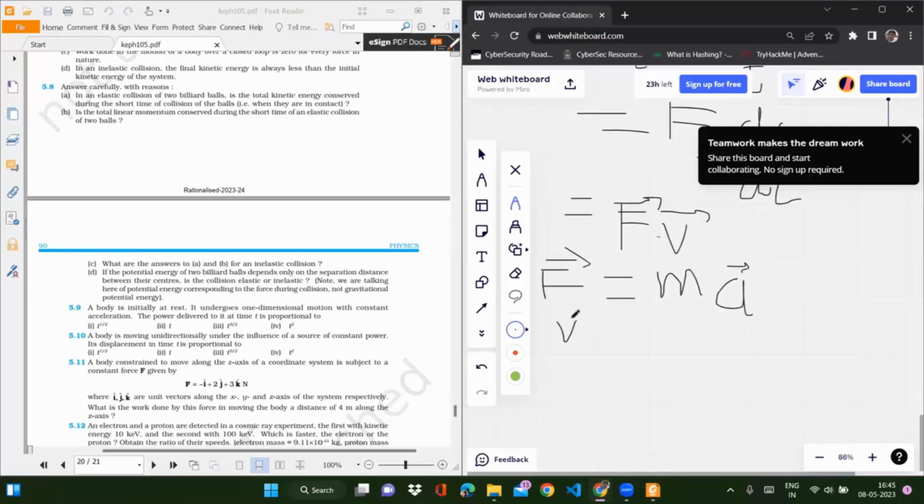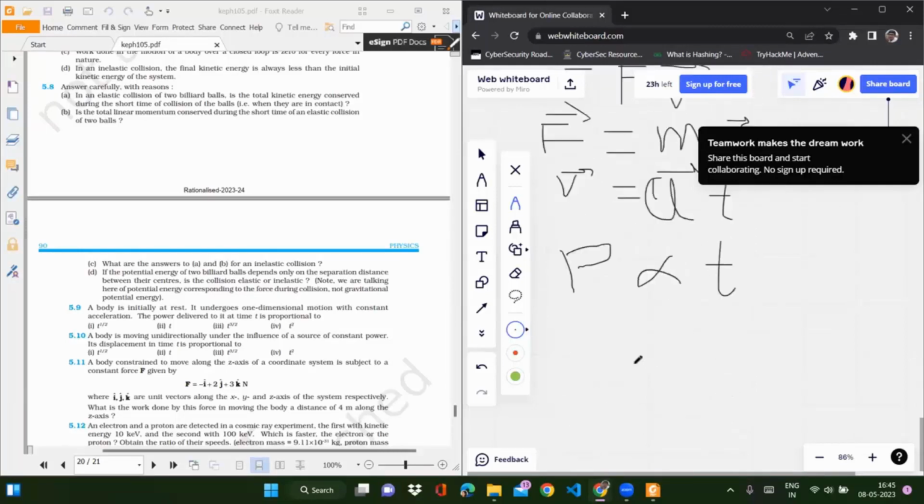But the velocity will be given as v is equal to at. So there is a time dependency here in velocity, at. So if we put this here, F dot v, ma dot at, from here power comes out to be proportional to t to the power 1. That is, it is proportional to t. It is directly proportional to t.